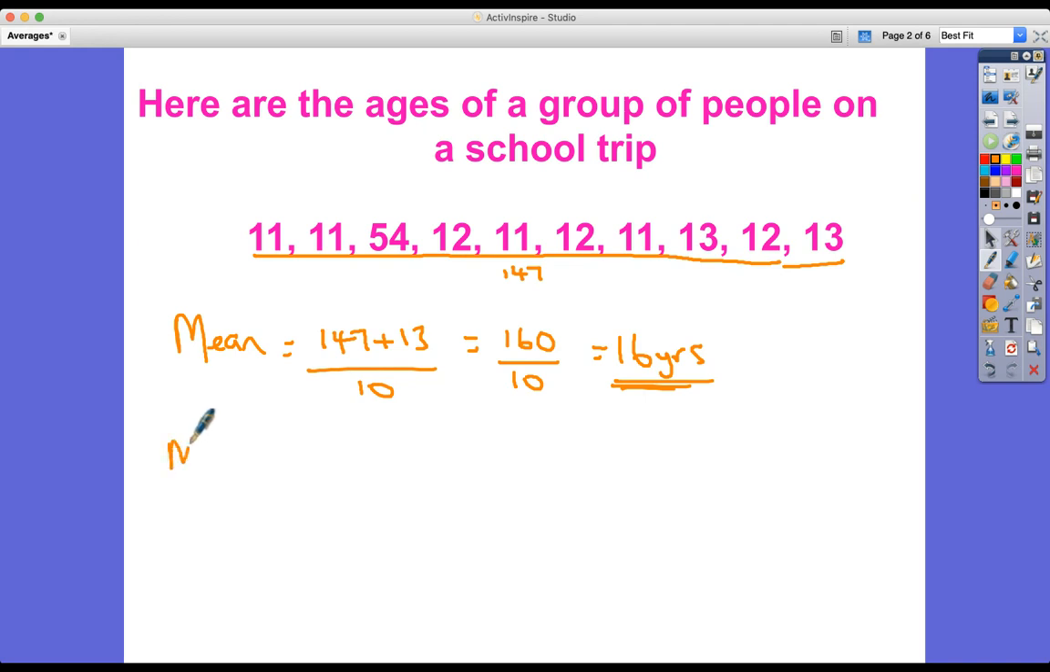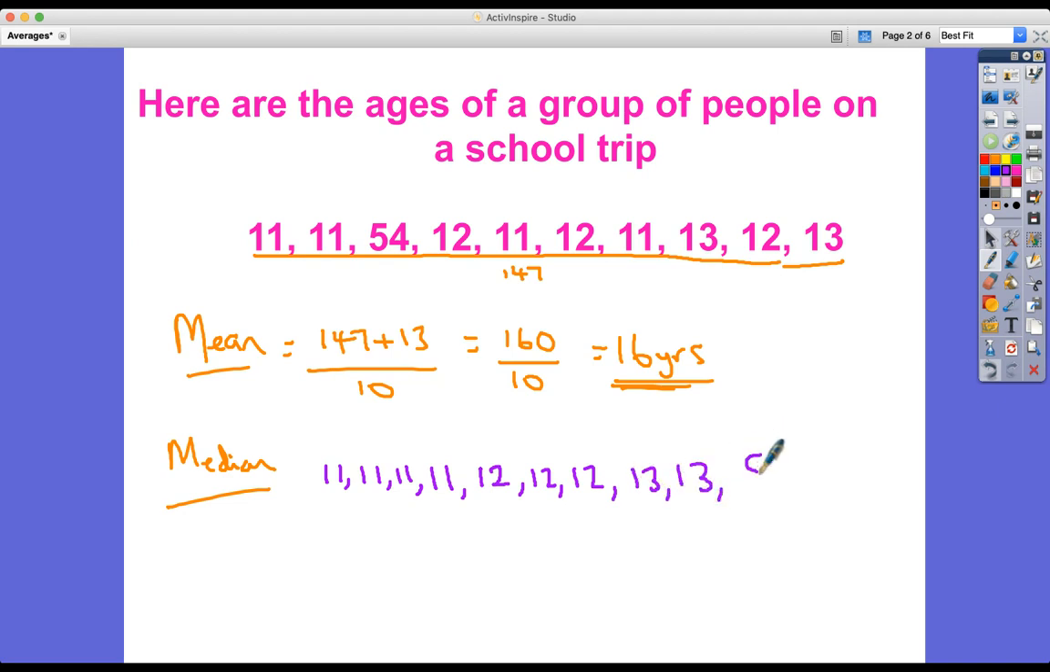Okay, median. Now, this is what I was really interested in showing you. Same idea, so we're going to put them in order. Let's be careful with this. I had 4 11-year-olds, I've now got 3. I've still got 3 12-year-olds, but I've now got 2 13-year-olds, and I've got the 54-year-old teacher. Same idea, I'm going to cross off until I get into the middle.